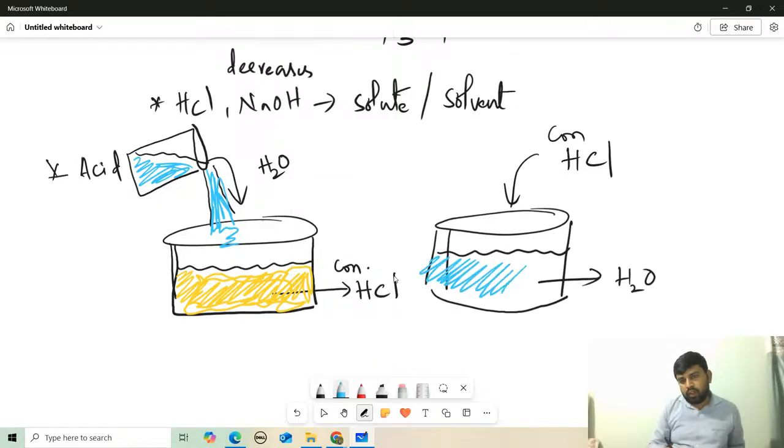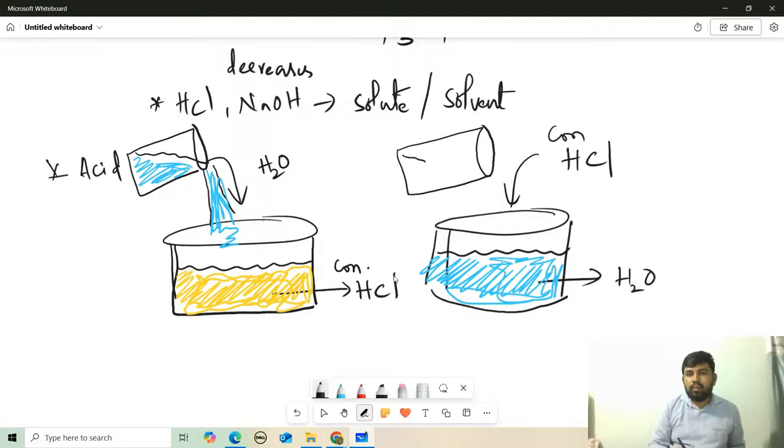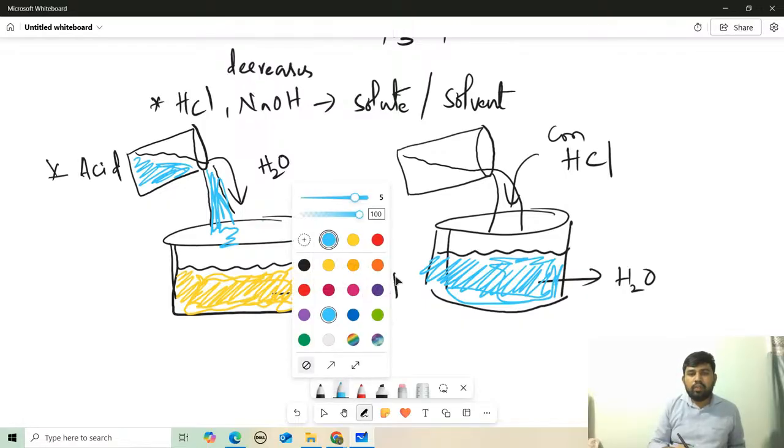Now here we have water. Okay, here we have a beaker full of water. Now what we are doing? I am pouring acid here. What is the color of acid? We took this color, but that is not a permanent color actually. For your understanding, I am taking it here. We are taking acid.